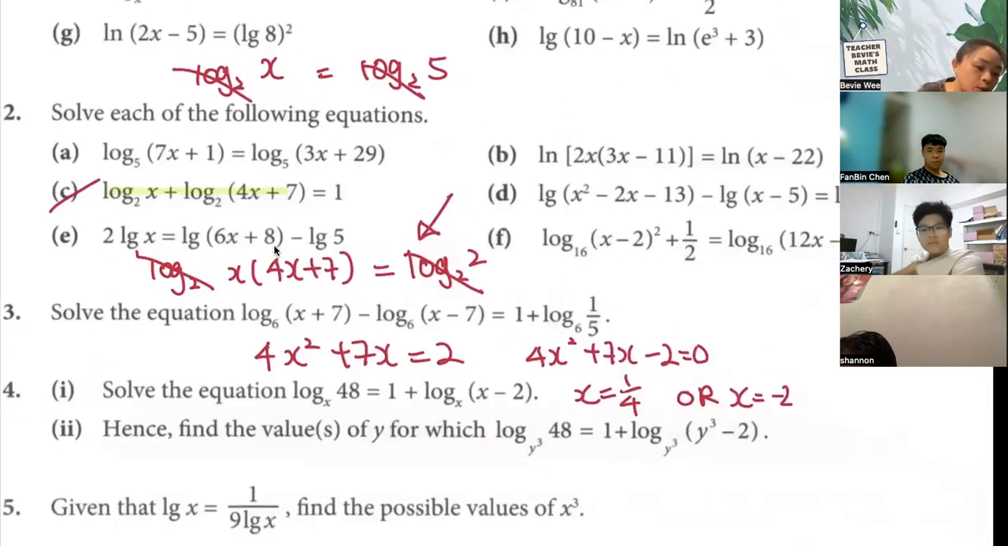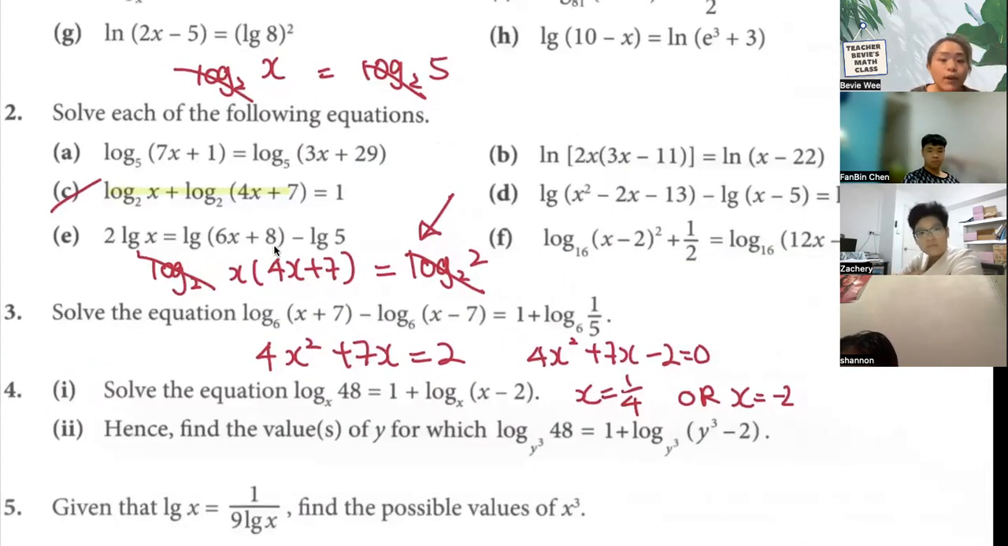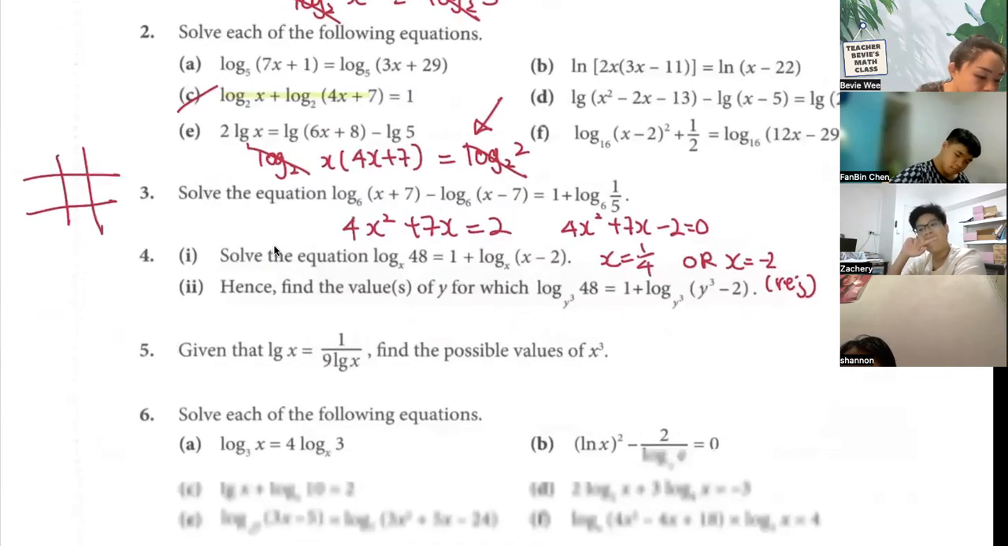I will have to reject -2. For logarithm, no negative inside. There is no such thing as log of -2. No such thing. The base cannot be negative also. So in this case, we will reject the negative.